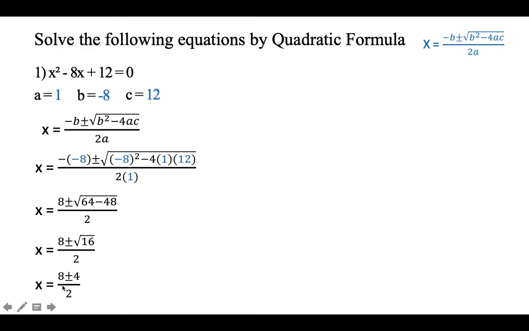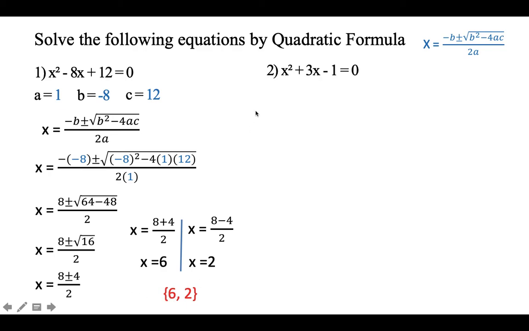Okay, so the two possible values of x are: x is equal to 8 plus 4 over 2, and the other one is this minus: x is equal to 8 minus 4 over 2. Now let us solve first the left side equation. 8 plus 4 is 12, divided by 2, it gives us 6. In here, 8 minus 4 is 4, divided by 2 gives us 2. So the two possible values of x are 6 or 2.